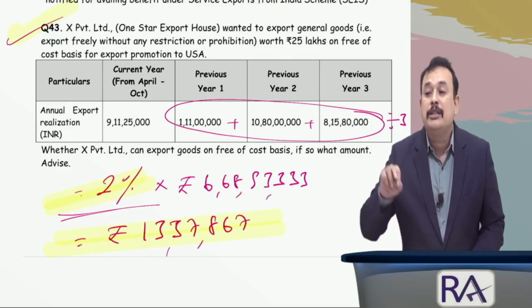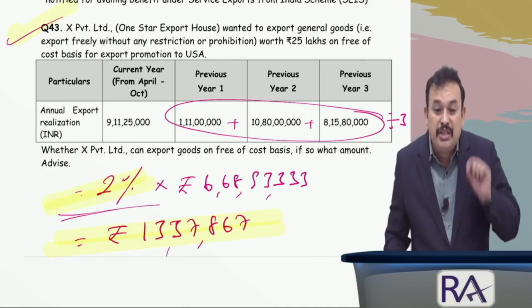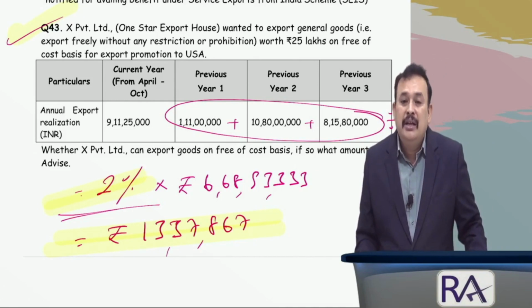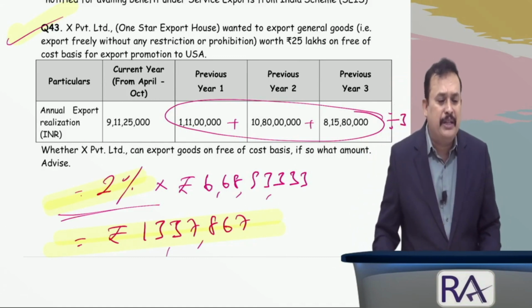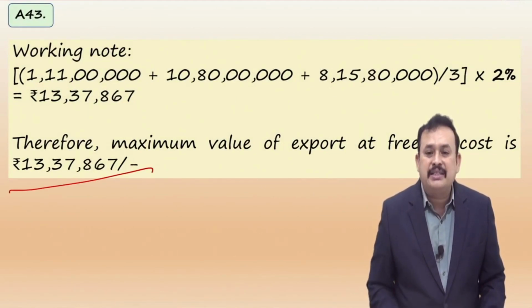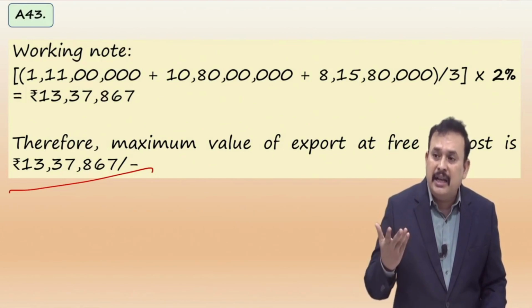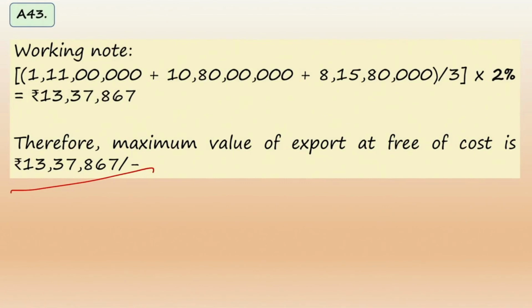This much worth of goods can be exported freely without any authorization on free of cost basis for export promotion if you are a star exporter. Is it clear, my dear sir? Otherwise authorization is required, permission from DGFT is required. In the given case it is not required, because you are within the limit for exporting freely on free of cost basis for export promotion purpose. Is it clear? Answer to question number 43 is on the screen. Rightly you got 13,37,867 as the amount to export. Up to that amount worth of finished goods you can export free of cost without authorization to outside India for your export promotion purpose if you are a star exporter. Is it clear, my dear sir? Please make a note of this neatly in the notebook.